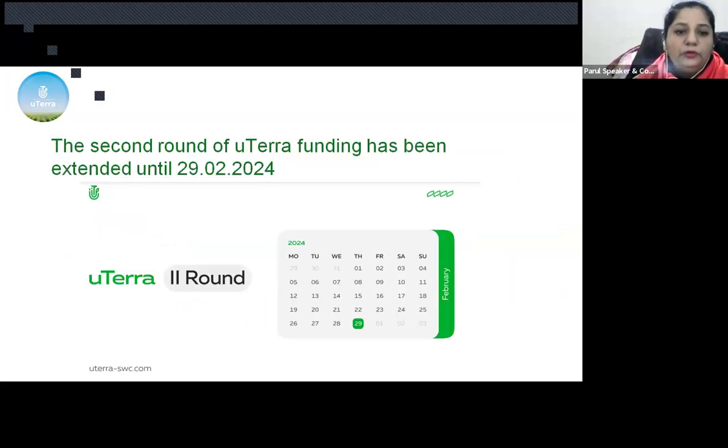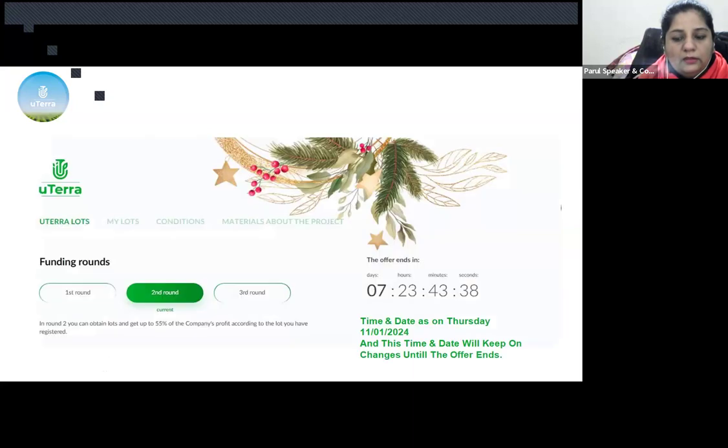One more piece of news: the second round of the uTerra funding has been extended until 29 Feb 2024. So there is time left. The offer ends in the uTerra lots funding round, second round, in 7 days, 23 hours, 43 minutes and 38 seconds, as of Thursday, 11 January. This time and date will keep changing until the offer ends.